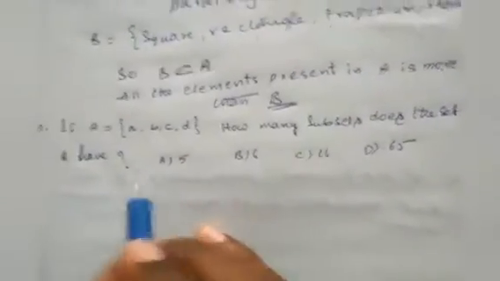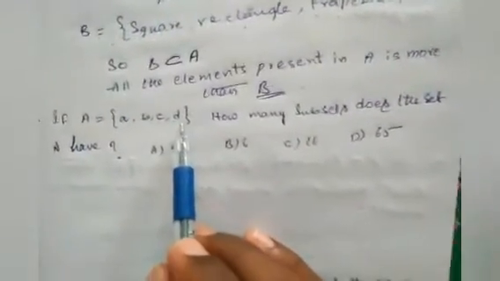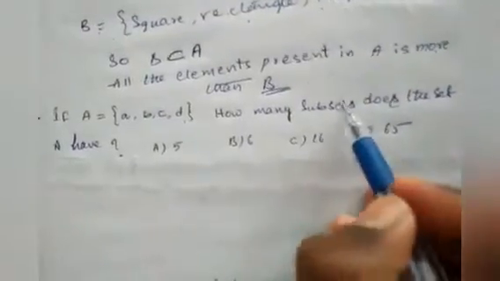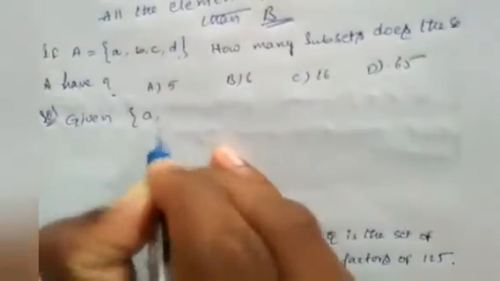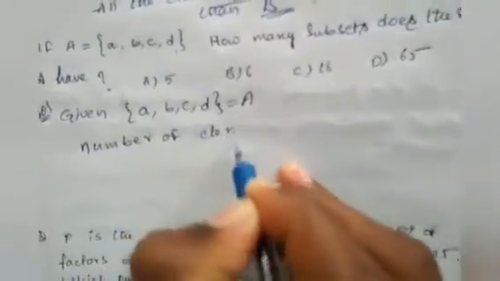And next question: if A, B, C, D, how many subsets does the set have? Any subsets are there in this. So let's find out how many subsets. Given A, B, C, D, that is set A. How many elements are there? Number of elements is equal to n of A. So n of A is equal to 4.